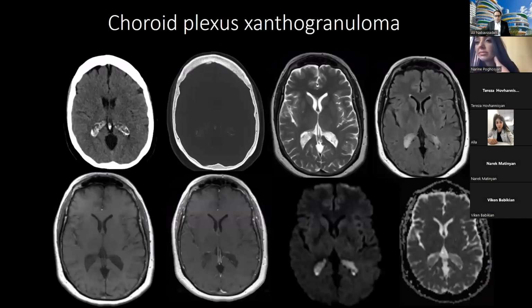So moving on to choroid plexus. Choroid plexus xanthogranuloma can be seen frequently in neuroimaging. You can see calcified choroid plexus xanthogranuloma on CT, and on MR it can be bright on T2 and FLAIR, and it can also show restricted diffusion.